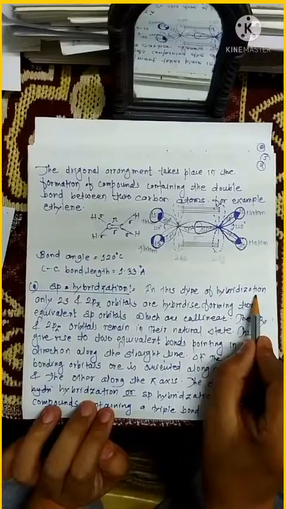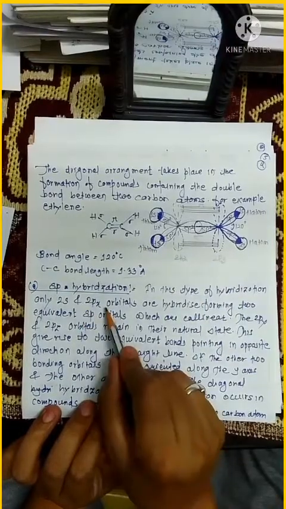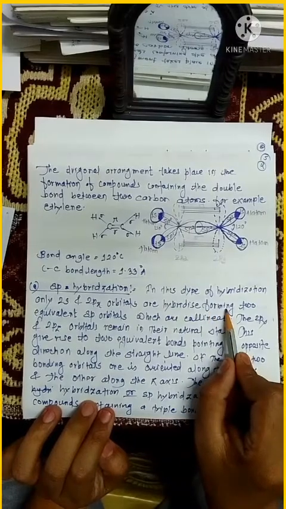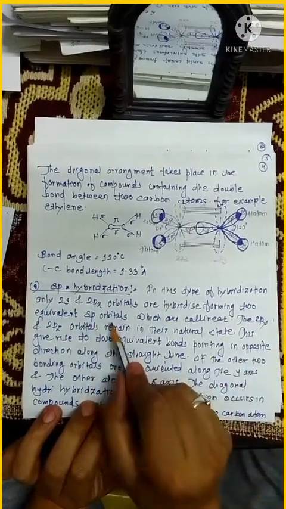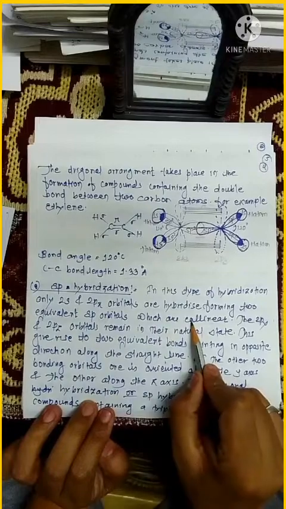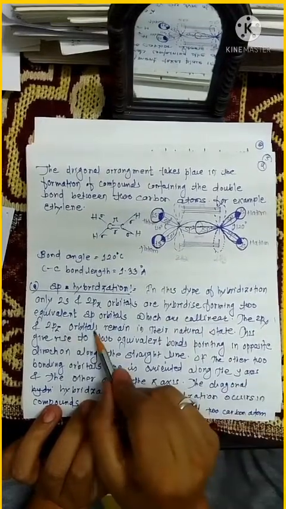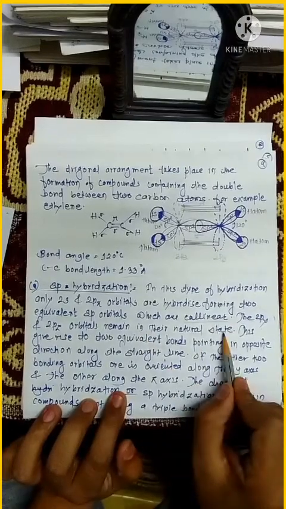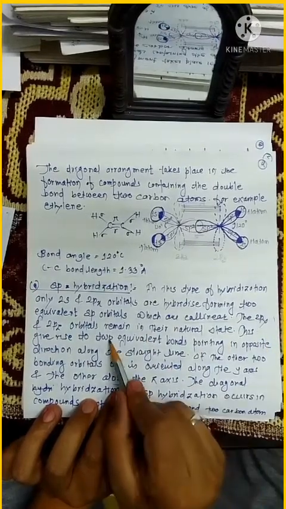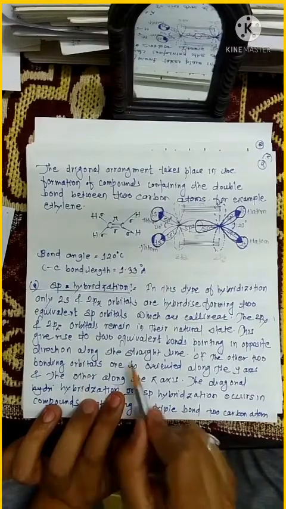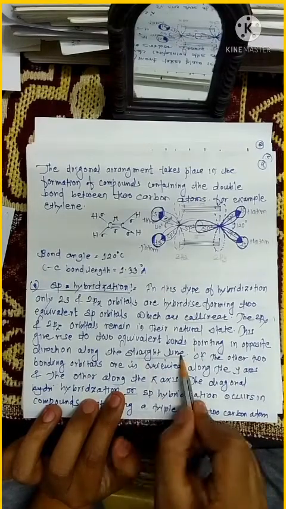In this type of hybridization, only the 2s and 2px orbitals are hybridized, forming 2 equivalent sp orbitals which are collinear. The 2py and 2pz orbitals remain in their natural state. This gives rise to equivalent bonds pointing in opposite directions along a straight line. It is important.